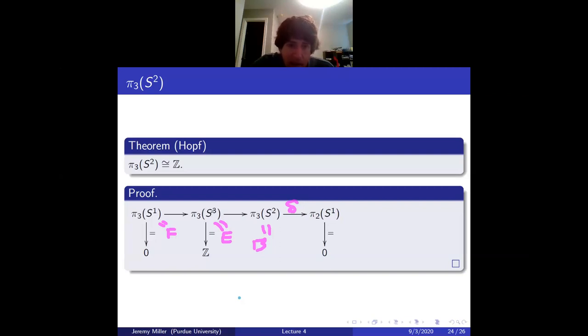So here we're thinking of S3 as unit length complex vectors in C squared. We're thinking of S2 as lines in C squared, and we're thinking of S1 as unit length vectors in a fixed line.